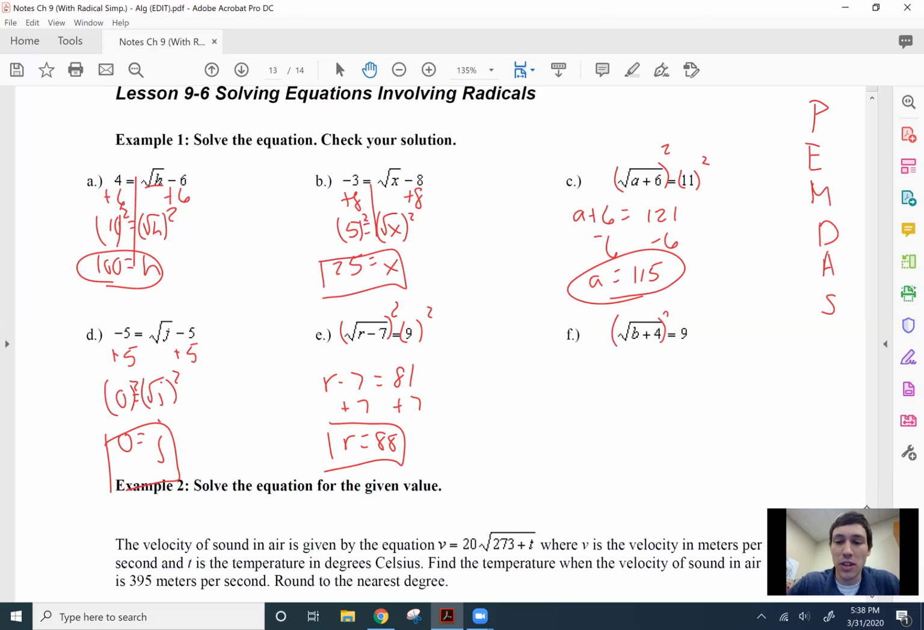Same thing here. I can't subtract 4, so I have to square it. So I go b plus 4 equals 81. It's being added, so I subtract 4. So b equals 77. 77 plus 4 is 81. Square root of 81 is 9. And that is how you do those.